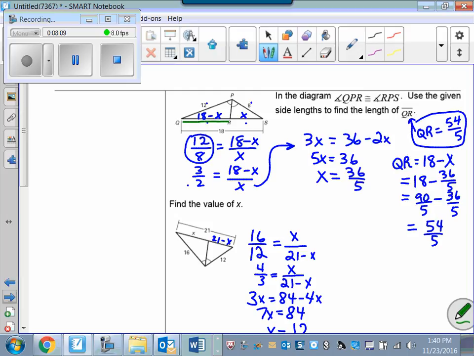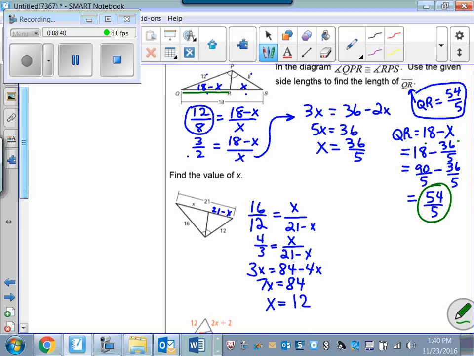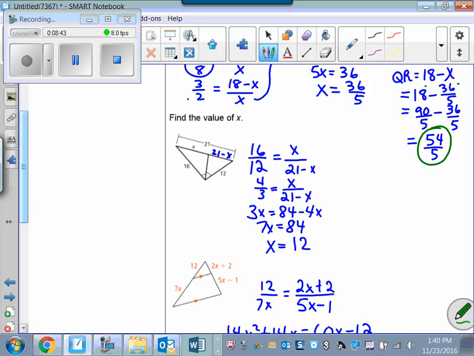and since I had called QR 18 minus x, and I had to plug that in, QR is 18 minus x, which is 18 minus 36/5. And when I do all that fancy math, I got 54/5. Of course, I could check this, but it is the Wednesday before Thanksgiving, and I'm hurrying, so I'm not going to check it. You should definitely check yours and make sure that 54/5 is the correct answer. I don't see an error in my math. It doesn't look like an answer I want to get, but that's what I got. So you check it. Make sure it's correct.